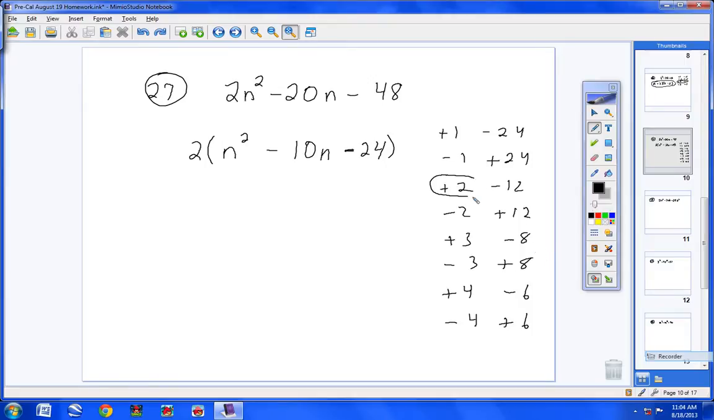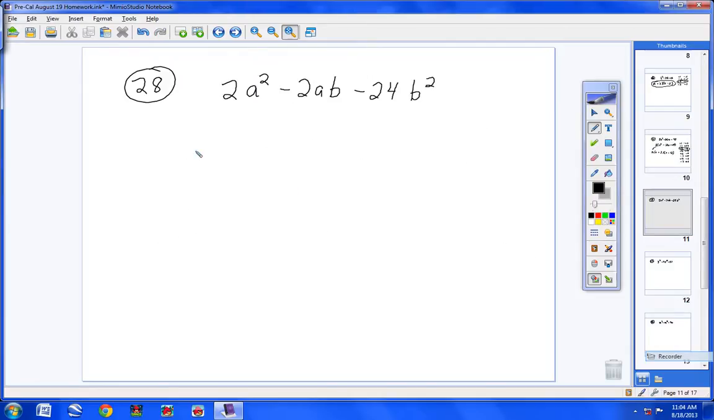Look. If I take a positive 2 and a negative 12 and I add those together, I'll get a negative 10. So you bring down your 2. You put your 2 parentheses. And now, because I have an n squared here, I put an n and an n, and because I have just a negative 24 right here, I put a positive 2 and a negative 12. All right, there we go. You factored it. Moving on, having tons of fun.